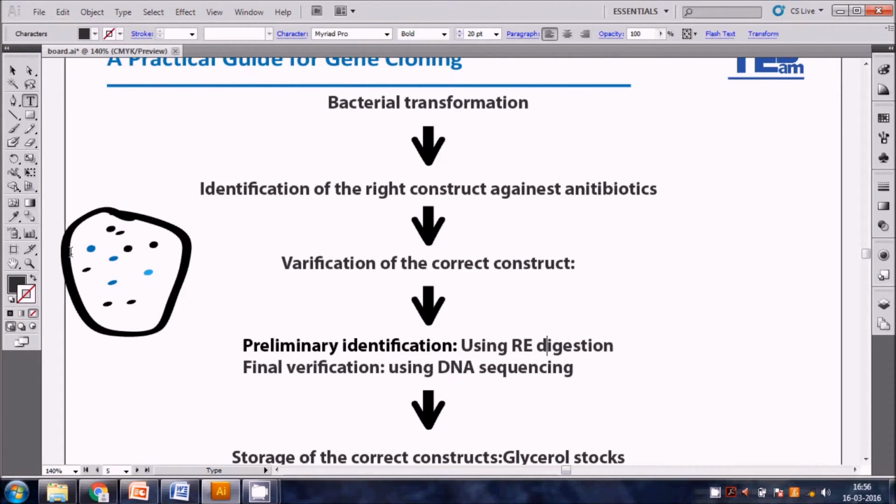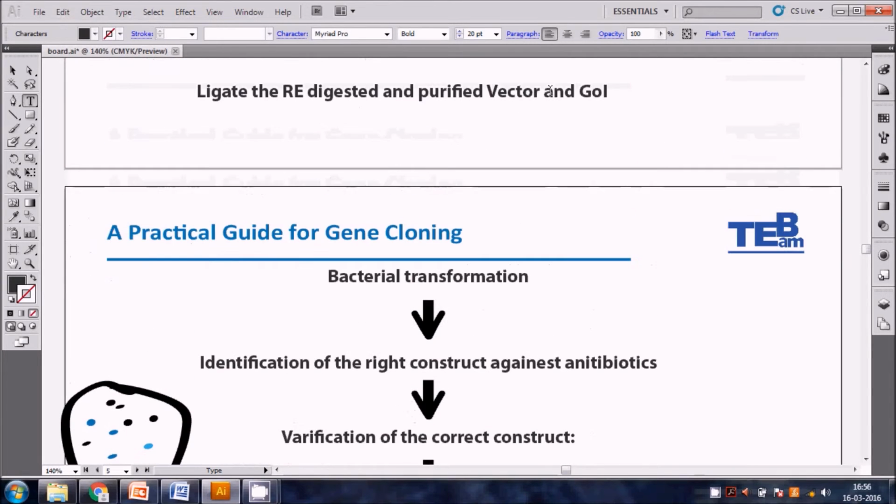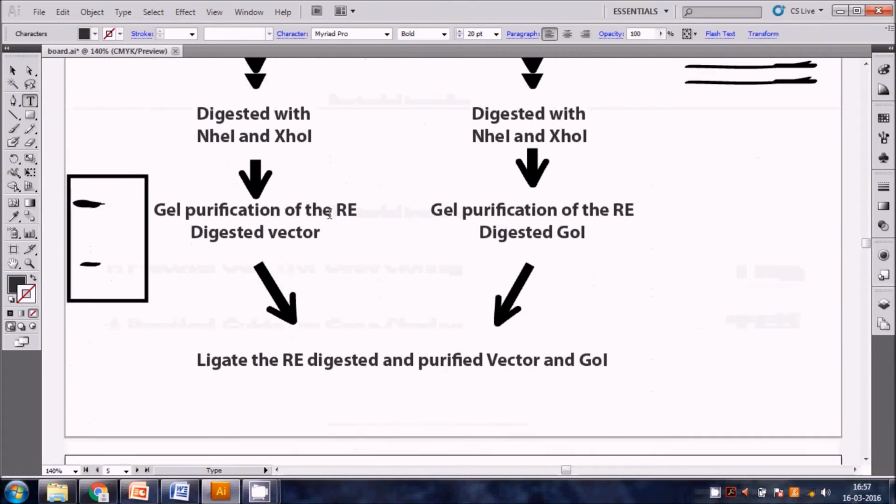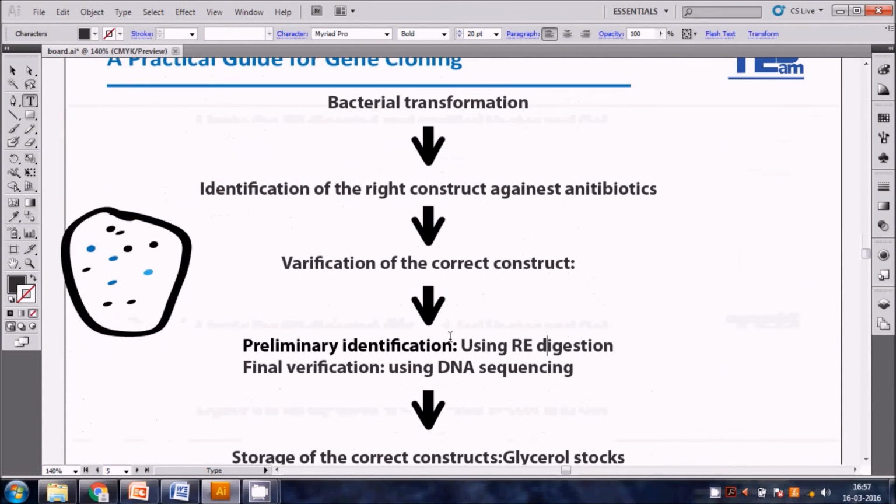You will take these colonies and grow them in LB medium, which should also contain the ampicillin drug, and only those cells that have this plasmid will grow. And then you will perform a mini prep. The mini prep means you will take roughly 5 ml of bacterial culture, and from that you will purify the plasmid DNA, that means the ligated plasmid DNA which you just ligated here. And then you will use again these NheI and XhoI enzymes.